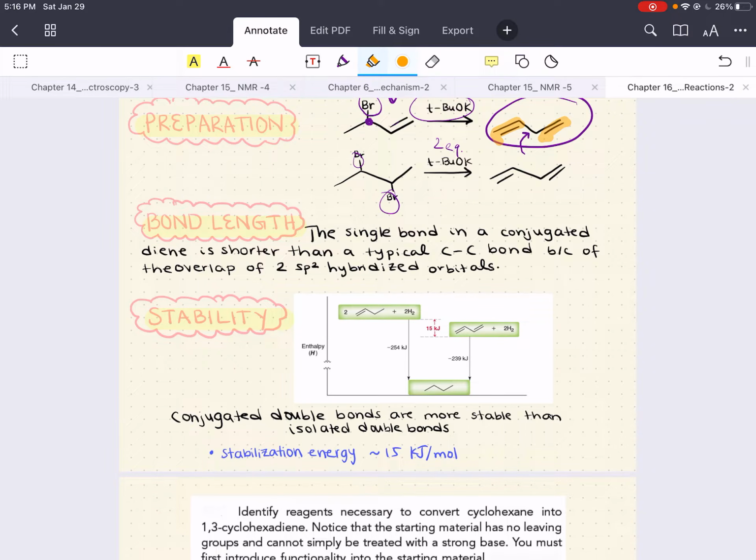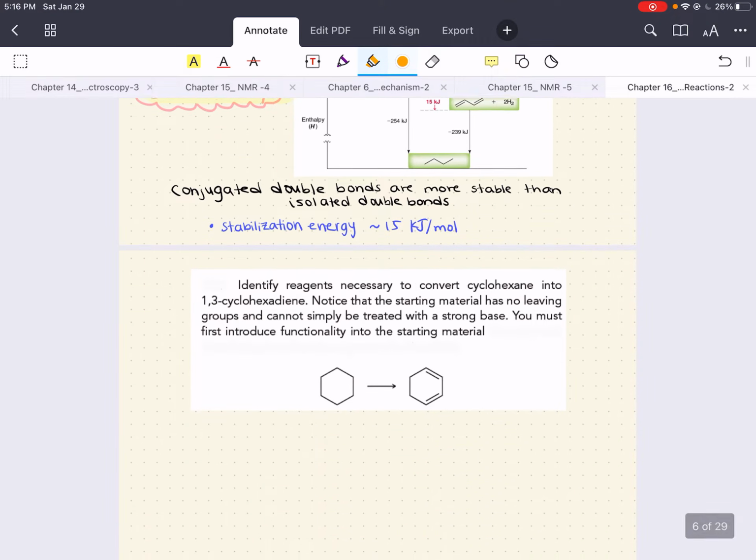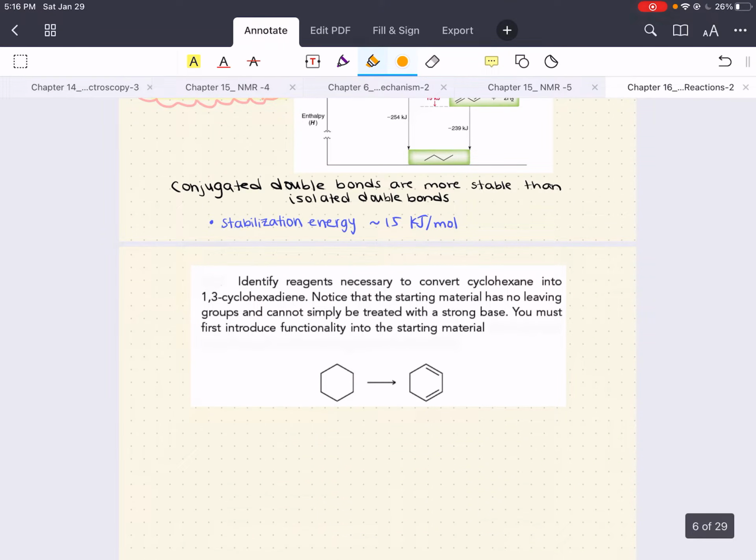Now, it's only fitting that we transition into talking about molecular orbital theory, since a lot of the properties of dienes come from the overlap of its p orbitals, and this is best explained by MO theory. But let's first do a quick practice problem or two before we segue into molecular orbital theory.